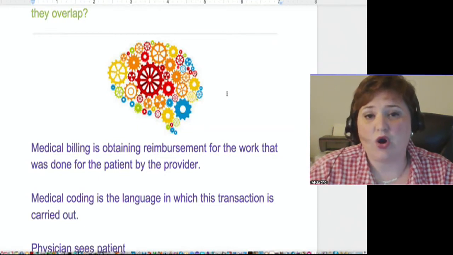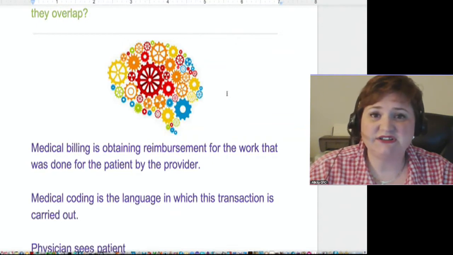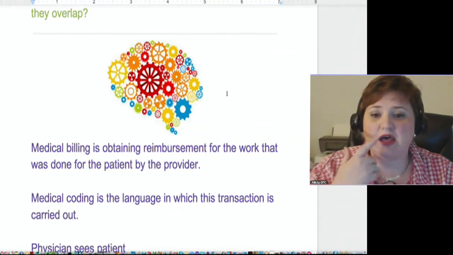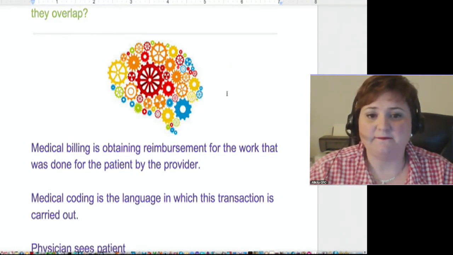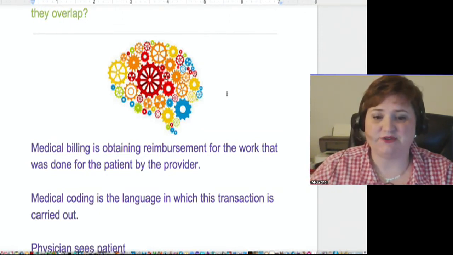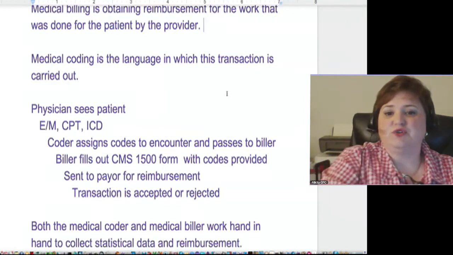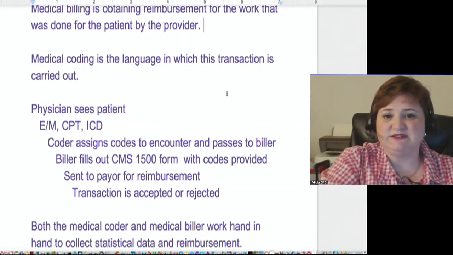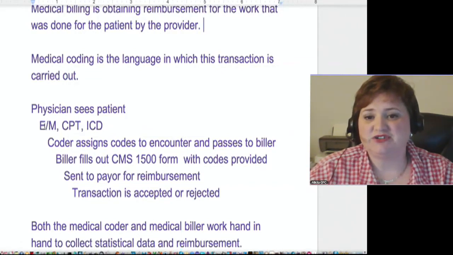Now, medical coding is really just the language in which the transaction is carried out. Okay, so coding is literally a code that the actions are translated into. So let's explain that a little bit differently. So your physician sees a patient. Let's say our patient's name is Judy. So Judy comes in, and the doctor does an evaluation and management of Judy.